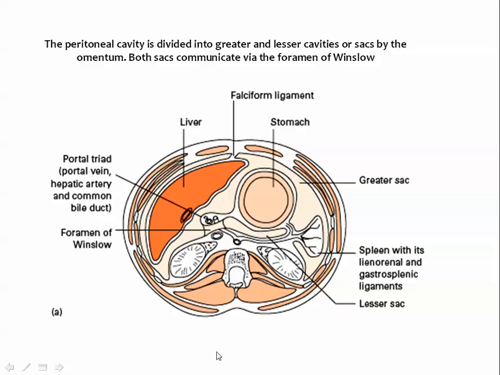Then you know that the peritoneal cavity is divided into two sacs or cavities, the lesser sac and the greater sac. And the lesser sac is small and is located posterior to the stomach, anterior to the pancreas in this particular area. And the rest of the peritoneal cavity represents the greater sac. And there is a connection between the lesser sac and the greater sac, which is the foramen of Winslow, which is related to the region of the porta hepatis.